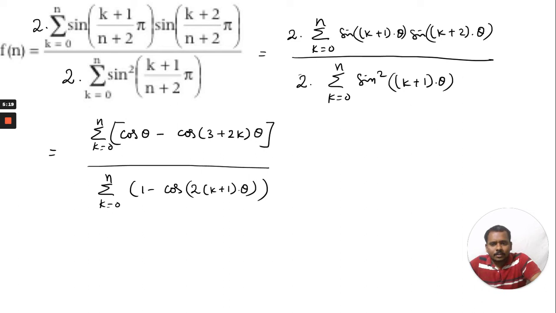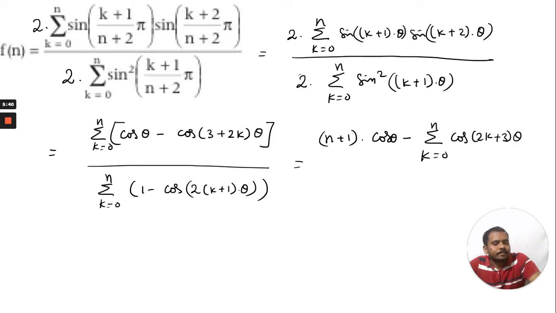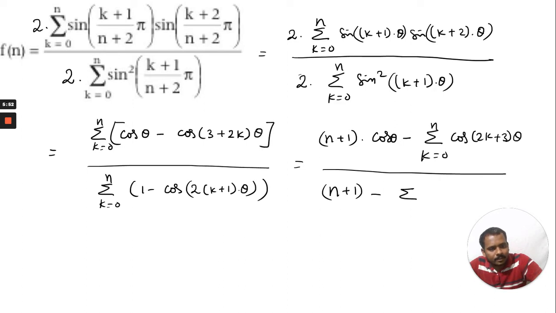Right? So here this cos theta is constant in the numerator. The cos theta is constant and we have n plus 1 terms. So that is (n plus 1) into cos theta minus sigma k equal to 0 to n cos (2k plus 3) theta, divided by... So this one is constant in the denominator, so we can take this out of the summation, that is (n plus 1) minus sigma k equal to 0 to n cos (2 into (k plus 1)) theta.